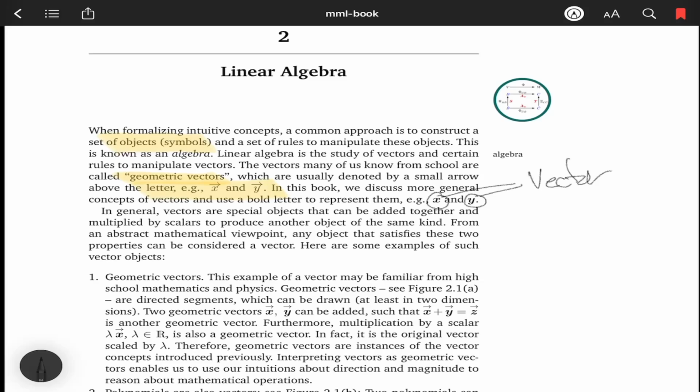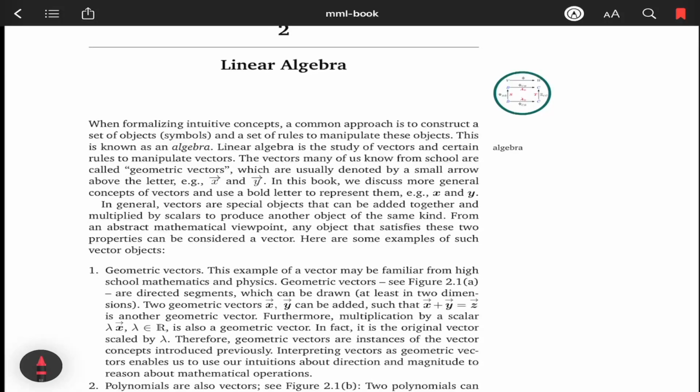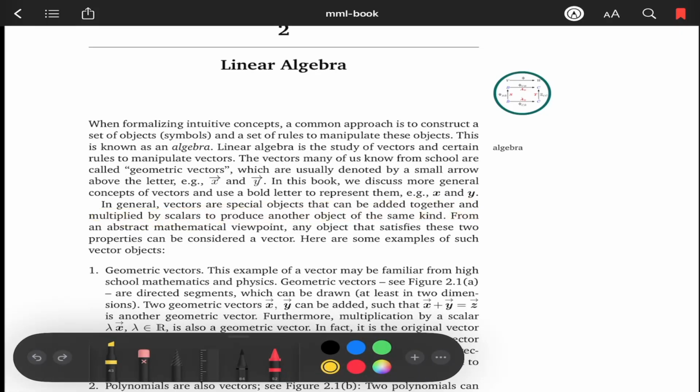Okay. In general, vectors are special objects that can be added together and multiplied by scalars to produce another object of the same kind. From an abstract mathematical viewpoint, any object that satisfies these two properties can be considered a vector. I'm not sure how much I should write. It's always easier to have a line where I show you where I am, but at the same time I do not want to scribble a lot. There's no laser tool here. Anyway, let's just go on.